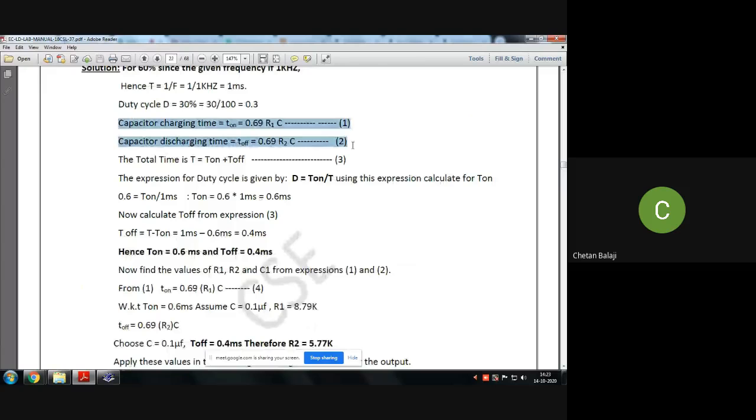T on equals 0.69 R1 into C. T off equals 0.69 R2 into C.